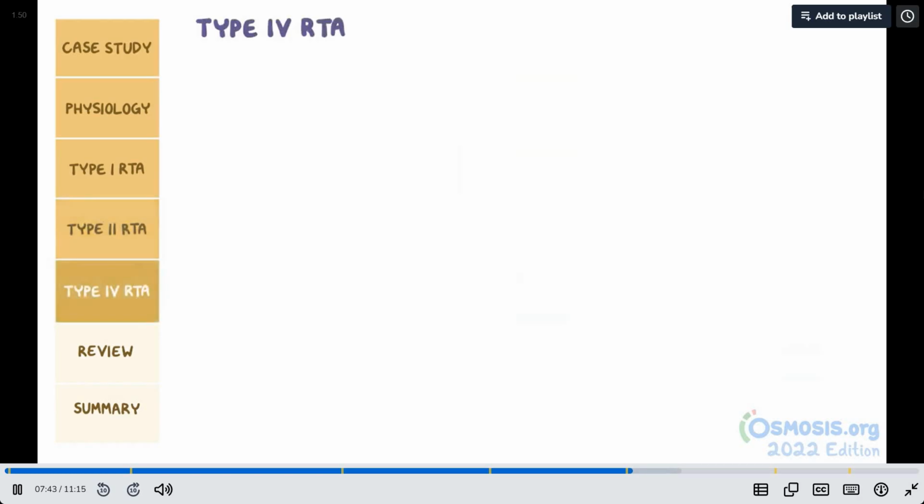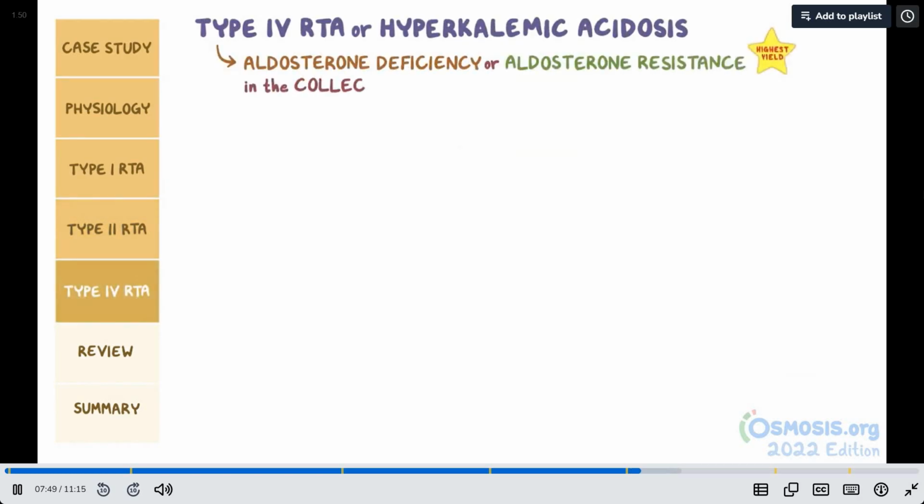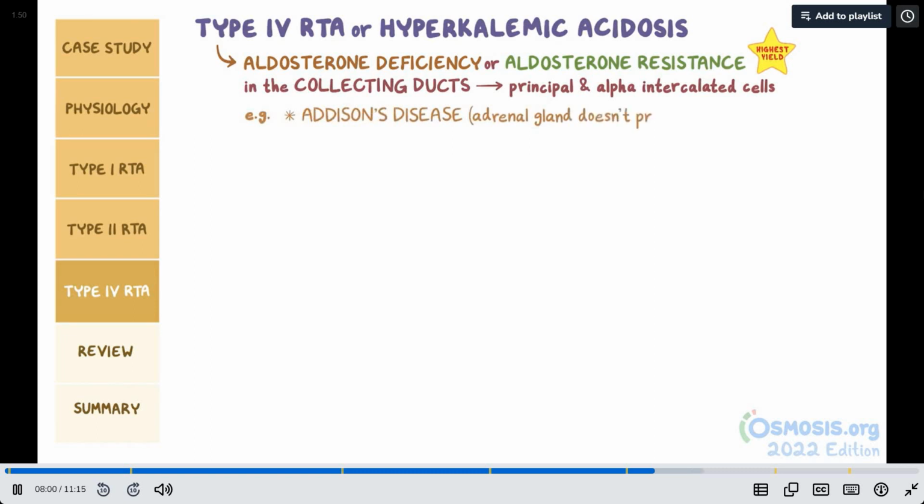Finally, there's type 4 RTA, or hyperkalemic acidosis, and it's classically due to aldosterone deficiency or aldosterone resistance in the collecting ducts, which would affect both the principal and alpha intercalated cells. An example of aldosterone deficiency is Addison's disease, where the adrenal gland doesn't produce enough of it.